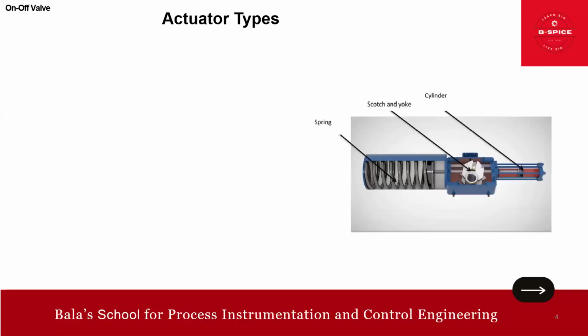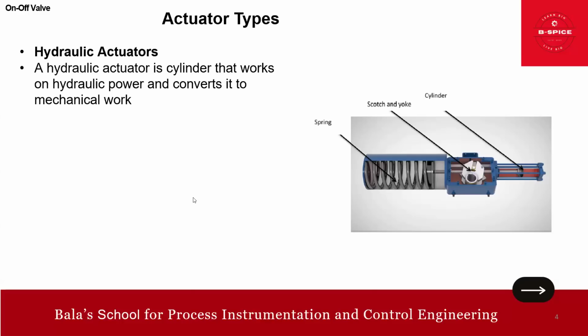Now I'll go into the actuator types. First, we'll talk about the hydraulic actuator. What is this hydraulic actuator? A hydraulic actuator is a cylinder that works on hydraulic power and converts it into mechanical work. As you can see here, this is your cylinder, this is your scotch yoke, and this is your spring mechanism. If you go for an interview, they may ask what the mechanism is here.